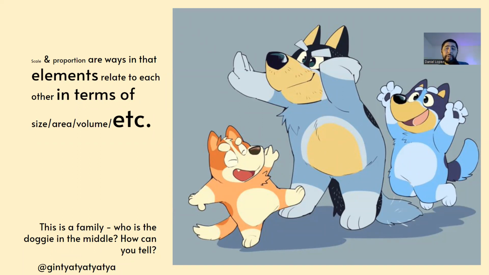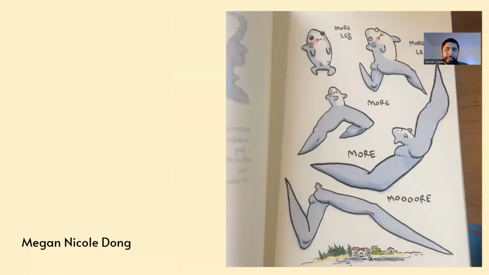We can probably figure out that, well, this is an older dog. These are probably younger dogs based on the fact that animals grow, right? Probably a parent because these little kids are comfortable around this bigger dog. So based on the scale and proportion, we can understand things a little bit better.